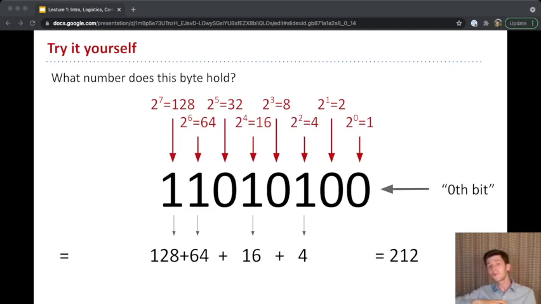So again, we start from the right because the right is the 0th bit always. And then each bit corresponds to a power of 2, starting from 0 from the right. So 2 to the 0, 2 to the 1, 2 to the 2, 2 to the 3, and so on and so forth. So here we have a 1 in the second place, because again, we're starting from 0. A 1 in the 4th power, and a 1 in the 6th and in the 7th. And so adding all of those together, 128 plus 64 plus 16 plus 4 gives us 212.